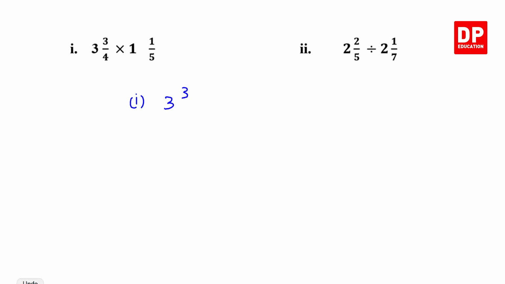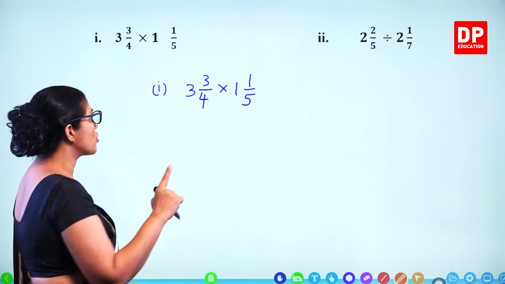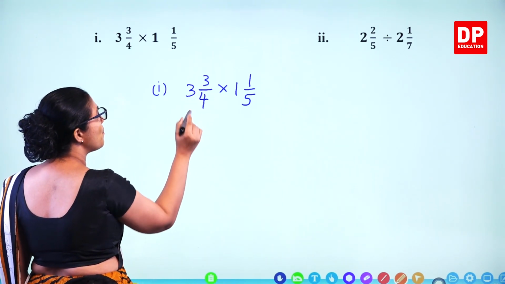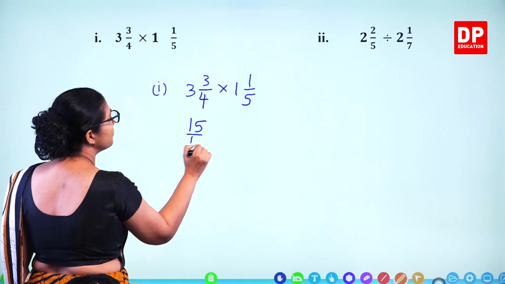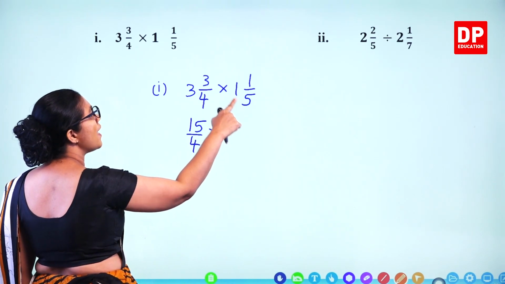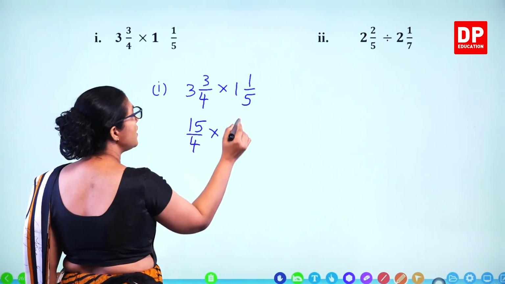Three 3/4 into 1/5. We'll first convert to improper fraction. 4 times 3, 12. 12 plus 3, 15. This one, 5 times 1, 5. 5 plus 1, 6.